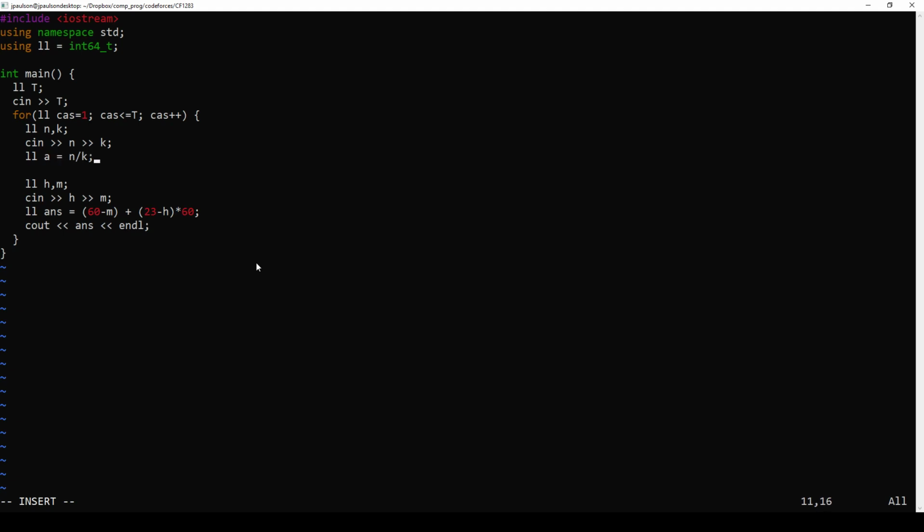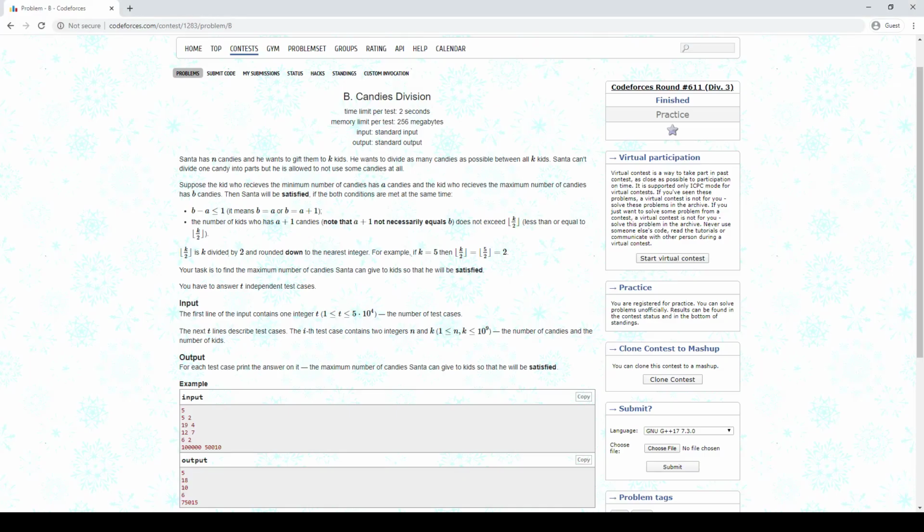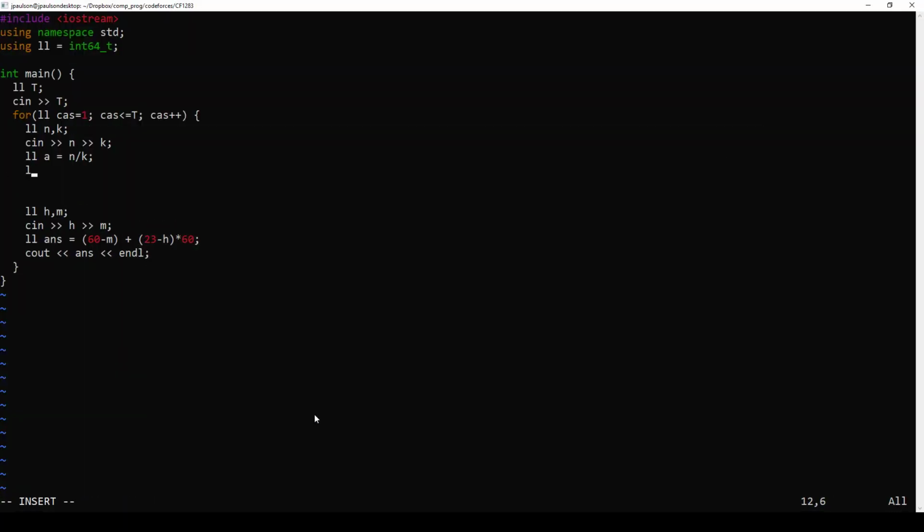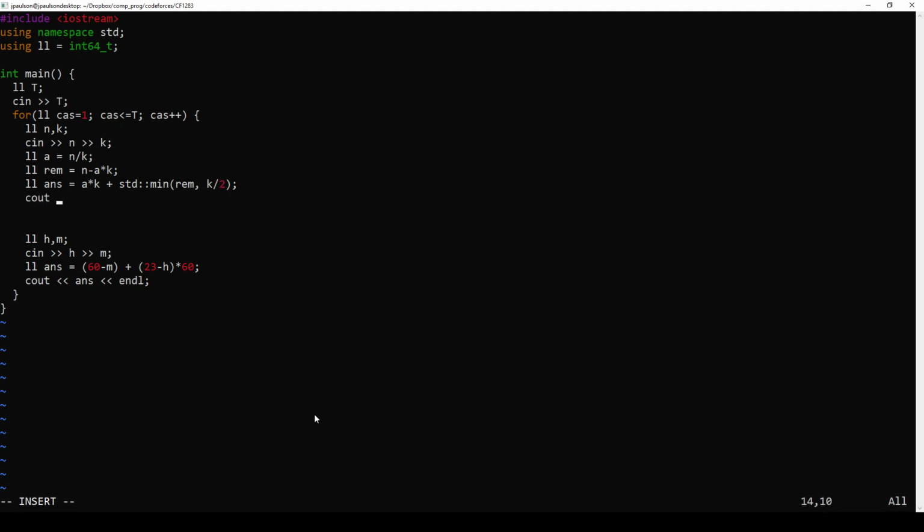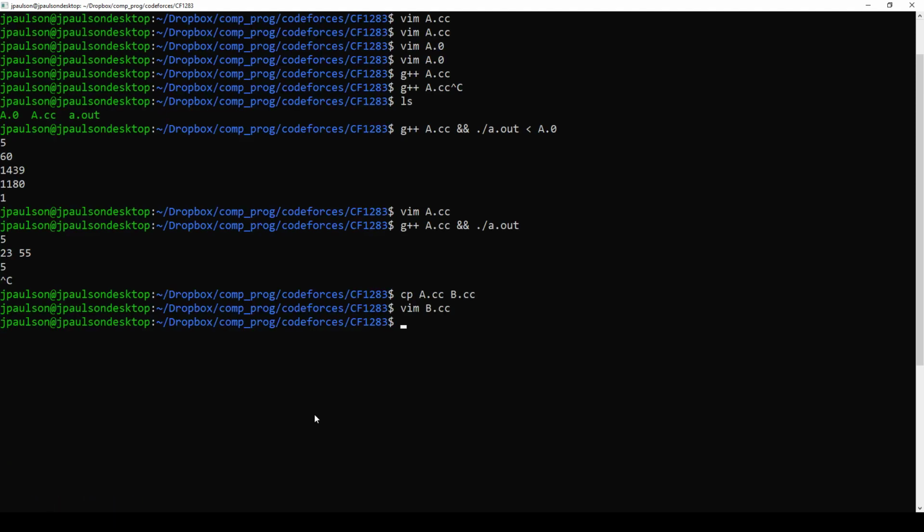Okay, so the problem is using A for the minimum, so I will do the same. The remainder is just n minus A times k. And so we can give out the minimum of how many candies they have remaining, and k over 2. And that should be the answer. And we may need to include some header file to get std min. I guess we'll find out. Maybe not.